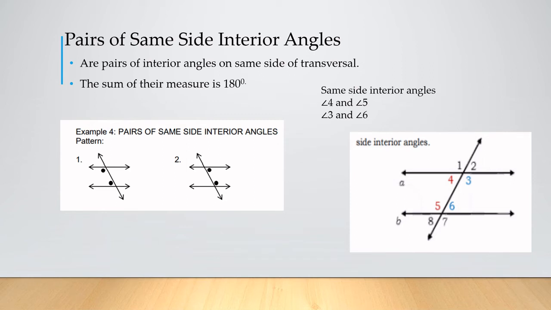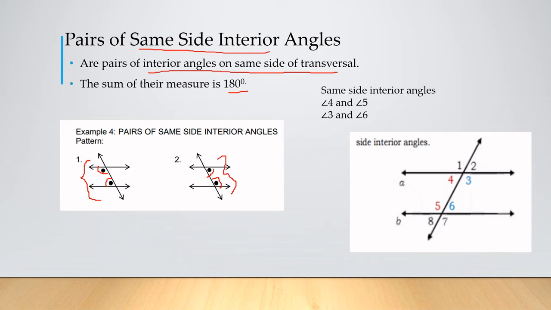Number 4 is the pairs of same side interior angles. Pag sinabing same side interior angles, parehas nasa loob. So these are pairs of interior angles on the same side of transversal. Their sum is 180 degrees. For example, these two angles are interior angles and it is on the same side of a transversal. Number 2, we have also these two angles are interior angles on the same side.